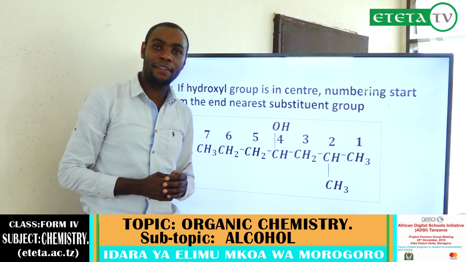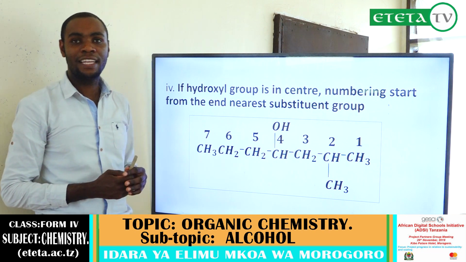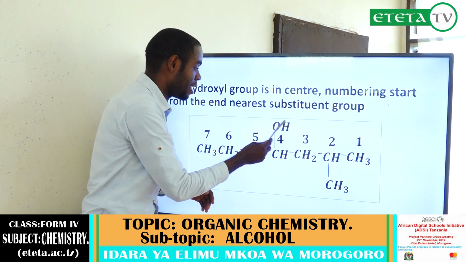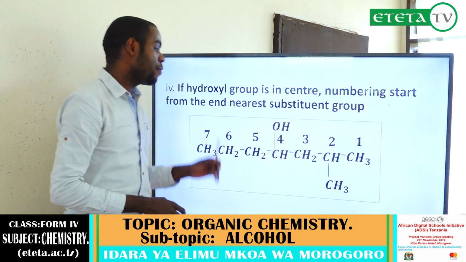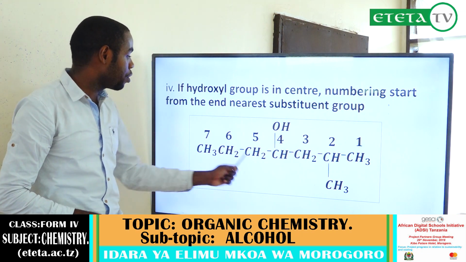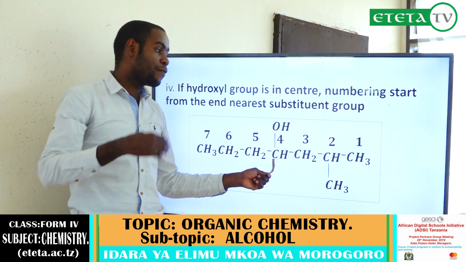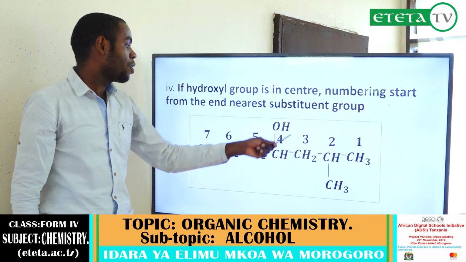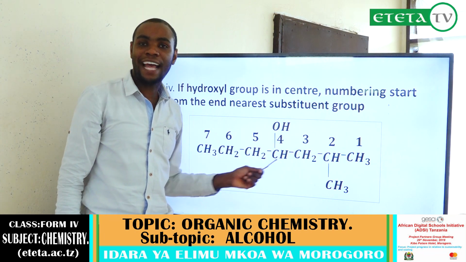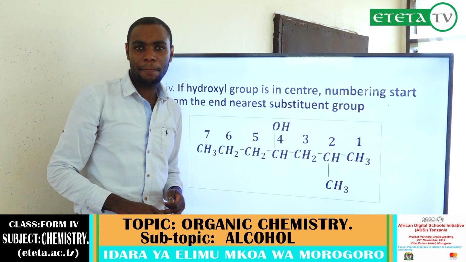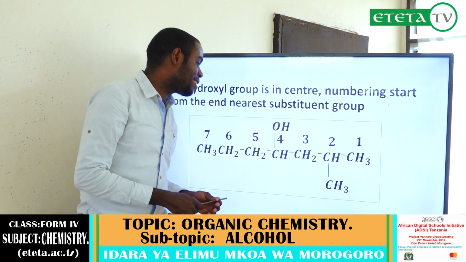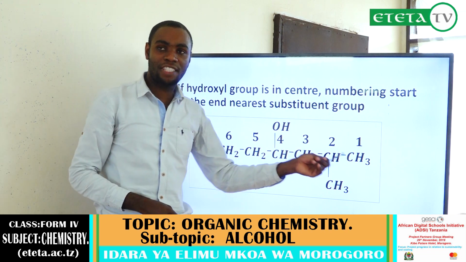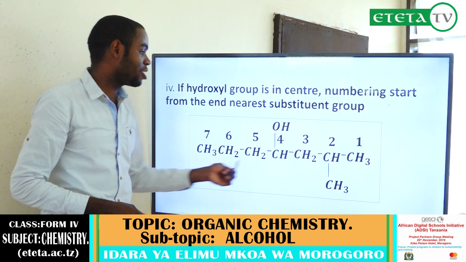After that is to number the longest chain, and numbering starts from the end nearest the OH group. The OH group is here on this carbon. Now, if you start from left to right, it will be 1, 2, 3, 4. But if you start from right to left, it will be 1, 2, 3, 4. So the OH group is in the center. So for that case, what is to be considered when numbering the parent chain of this compound?